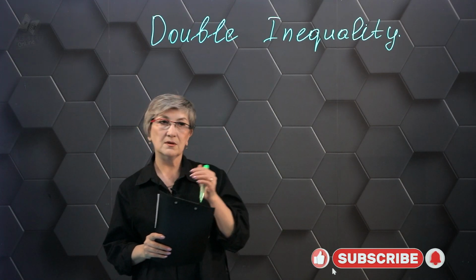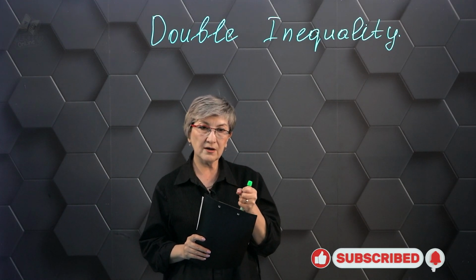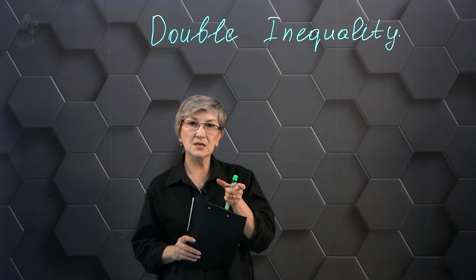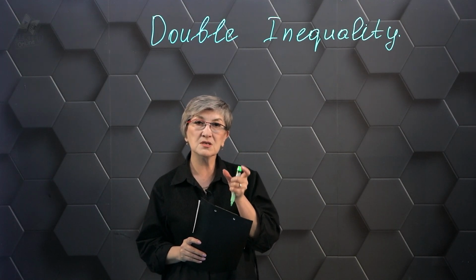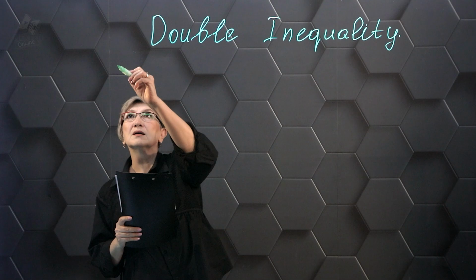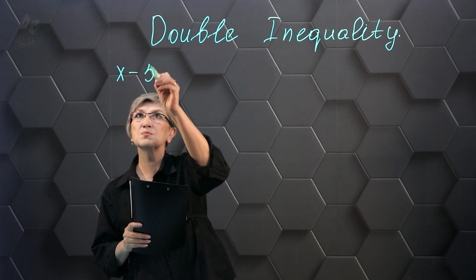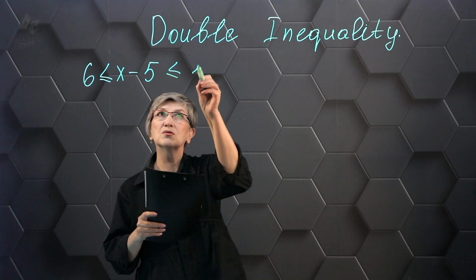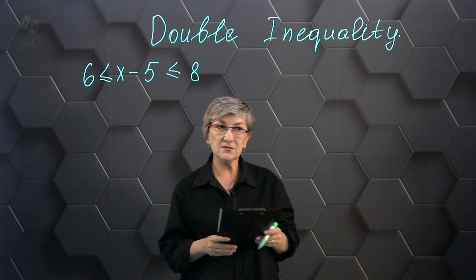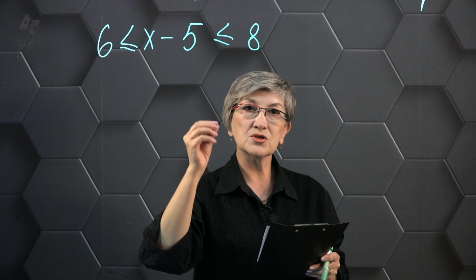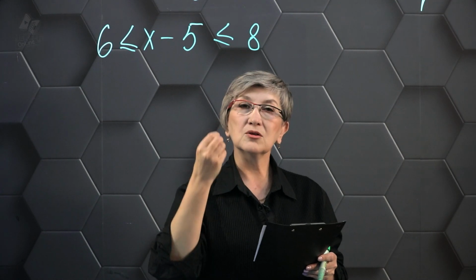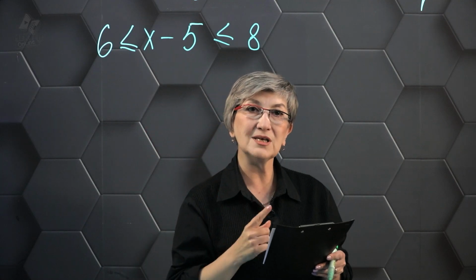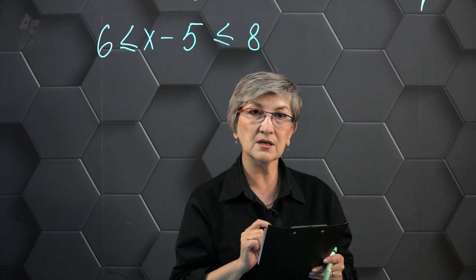Let's write down the inequality. I would like to draw your attention to the fact that we will read the double inequality from the expression that is written in the middle, between the inequality signs. So, the following inequality: x minus 5 is greater than or equal to 6, but less than or equal to 8. To solve this inequality, we need to find all the values of the variable, which we will substitute into the original inequality and as a result obtain a true numerical inequality.